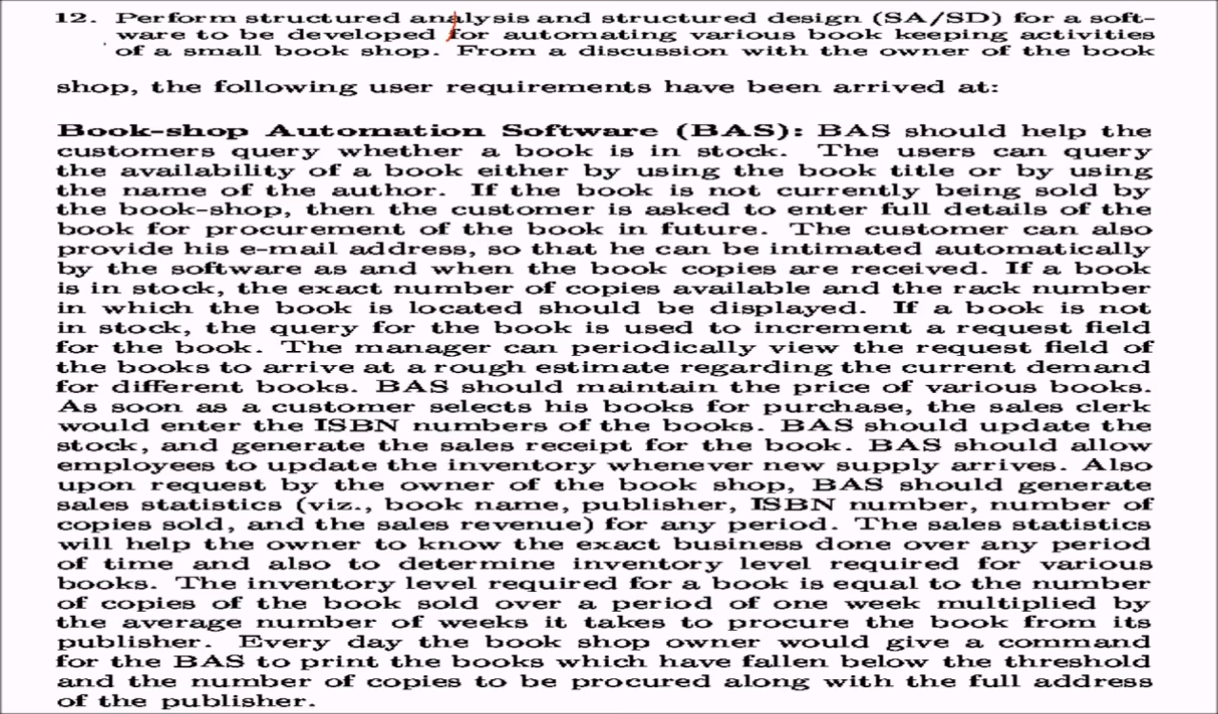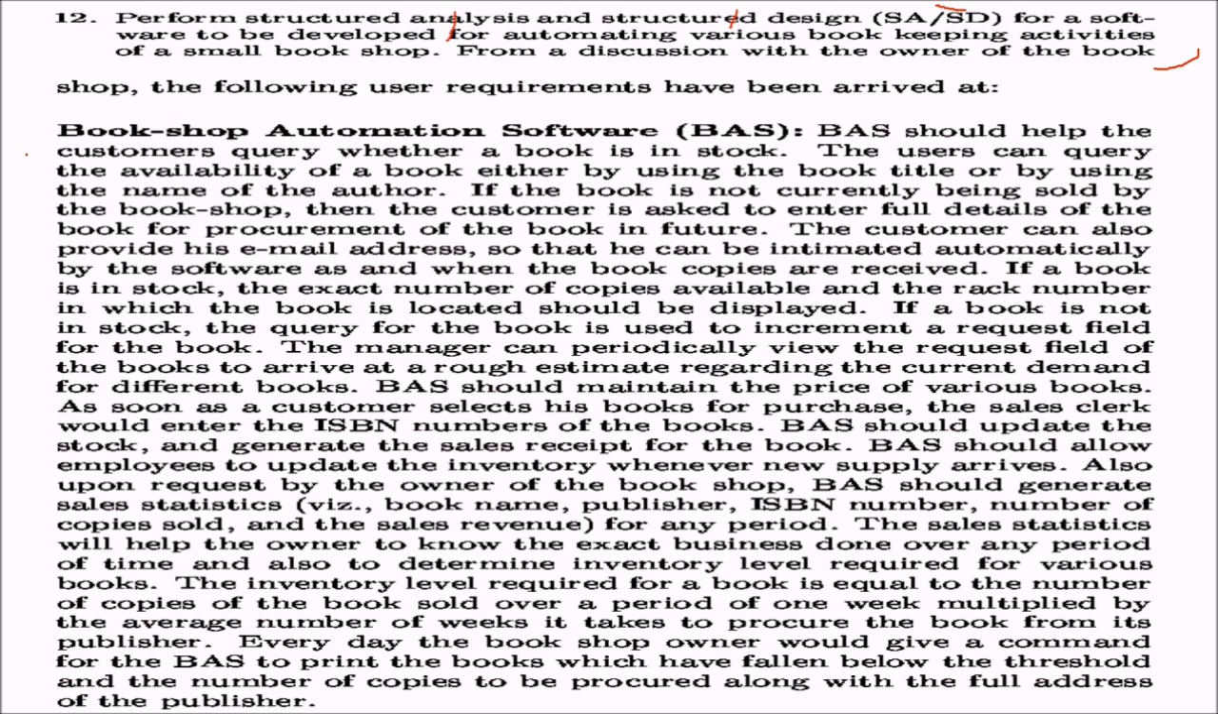Let us see. We have to perform the structure analysis and structure design for a software to be developed for automating various bookkeeping activities for a small bookshop. From a discussion with the owner of the bookshop, the following user requirements have been arrived at. So these are the requirements for the bookshop automation software. BAS should help the customer query whether a book is in stock. The user can query the availability of the book either by using the book title or by using the name of the author. If the book is not currently being sold by the bookshop, then the customer is asked to enter full details of the book for procurement of the book in future.